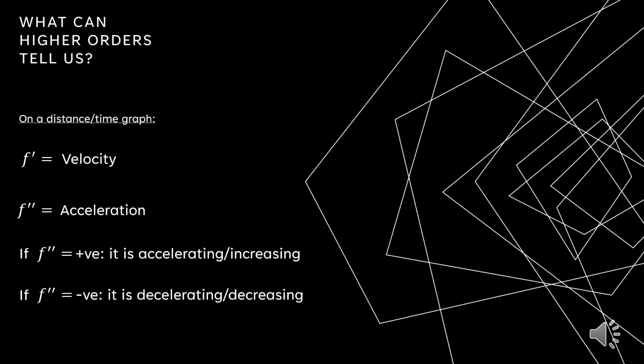The first differential gives us the rate at which the distance is changing in respect to time. The second differential gives us the rate at which the velocity is changing. We can then look at the second derivative, and if it's positive, it's accelerating, and if it's negative, it's decelerating.